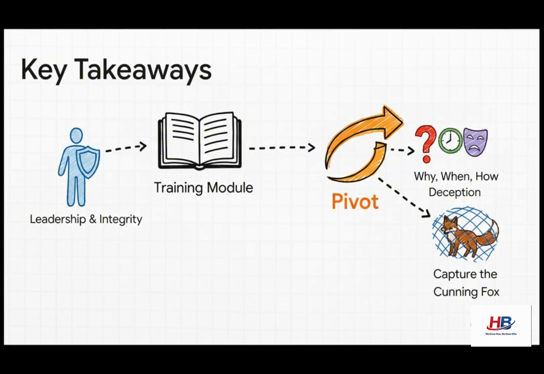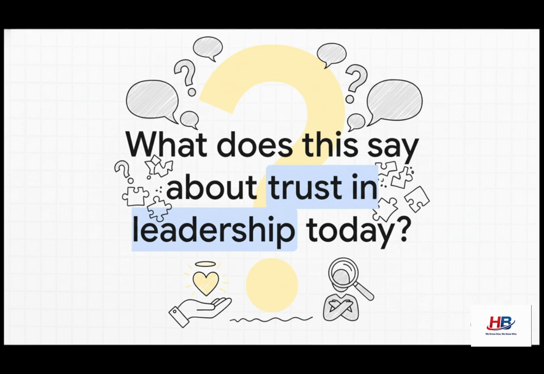So let's just quickly run through the journey this module takes us on. It starts out with this noble idea of leadership and integrity. Then it pulls a classic bait and switch, pivoting hard to focus on the nitty-gritty of deception, the why, when, and how. And it all wraps up with this super active, almost hunt-like goal, to capture the cunning fox and expose the liar. And all of this leaves us with one final and I think really important question.